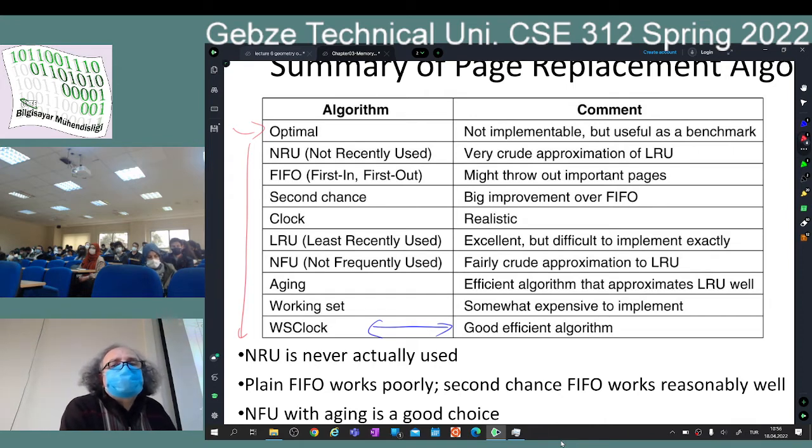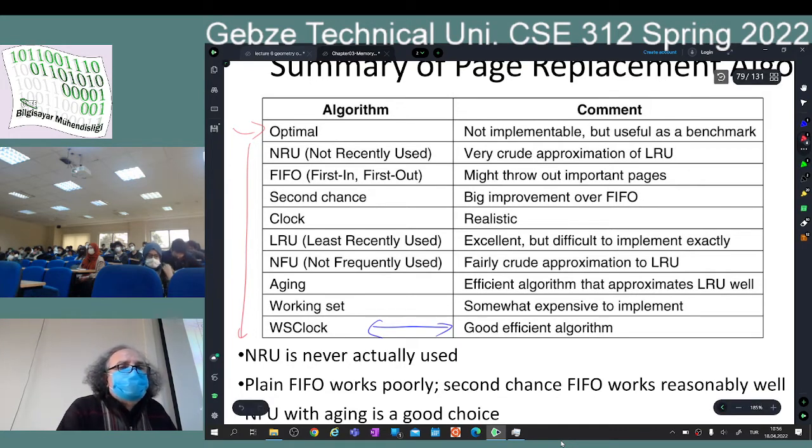So least recently used I can't do, because it is expensive. How about not recently used? I keep looking at the R bit all the time. The R bit tells me whether that page has been used recently or not. Remember the classes 0, 0, 0, 1, 1, 1, 0, etc. So it's a very crude approximation of least recently used.